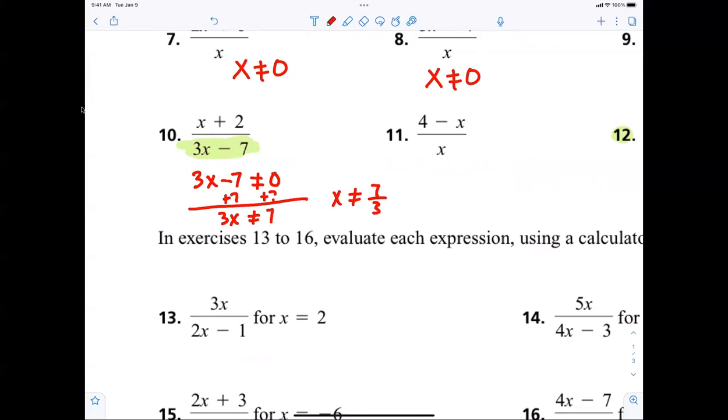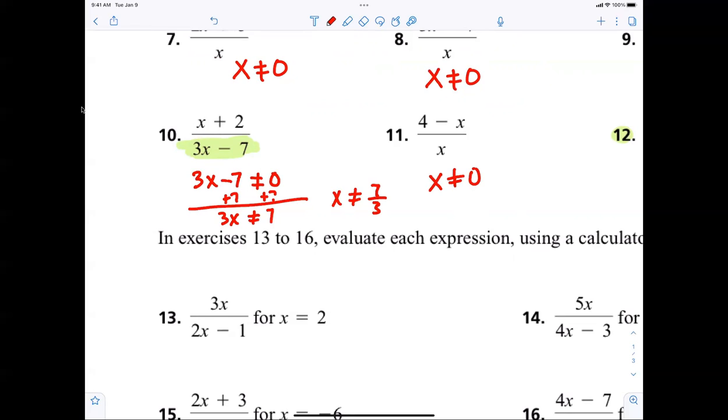Any issues with that now? Just set the denominator equal to 0. That's it. So number 11 is what? X cannot equal 0. That's the answer.